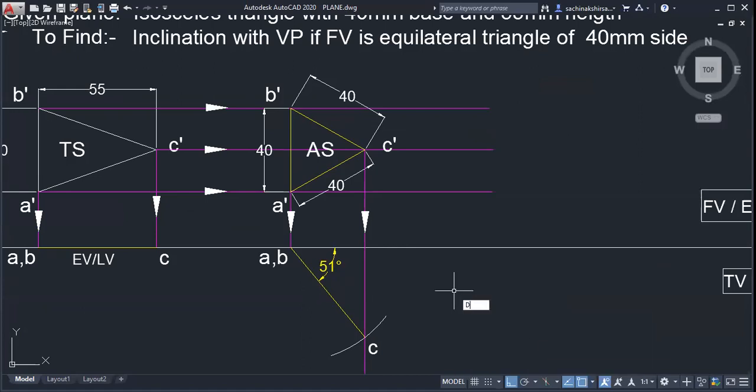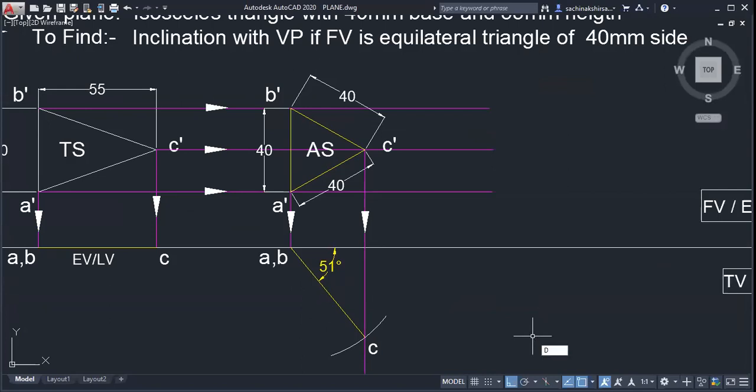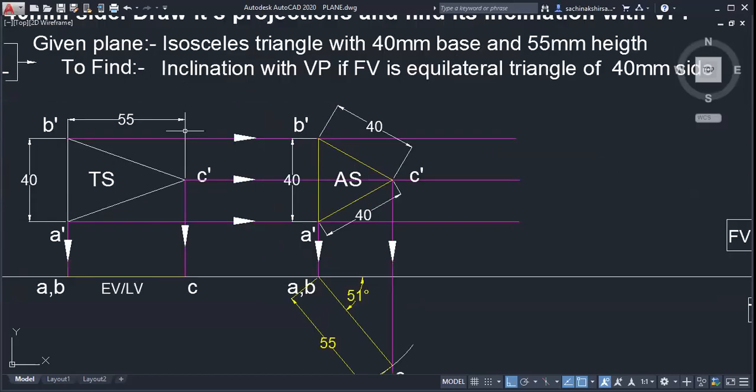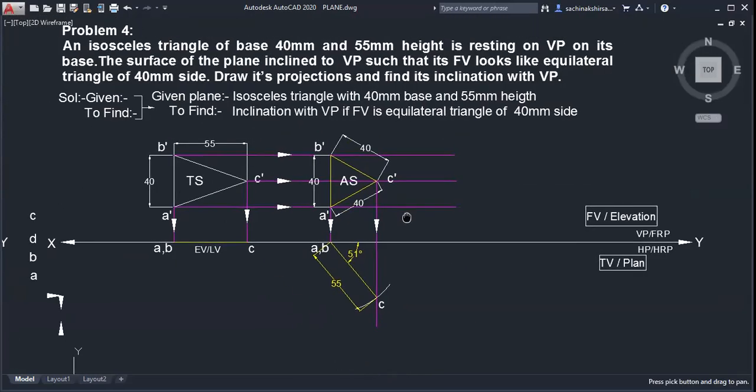Why are the answers coming different, or have I made some mistake? Just check again. How much should it be? 55, no? 51. Is it coming 51? 38. What is your answer? 42. Yes, sir.